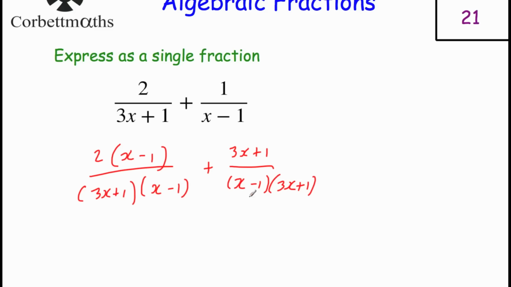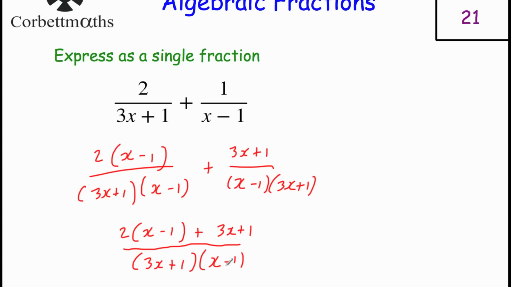So now that we've got the same denominators, we can combine our fractions as a single fraction. We'd have our numerator, so we've got 2 bracket x minus 1, and then our second numerator, so plus 3x plus 1, and then our denominator, which is just 3x plus 1 bracket x minus 1, like so.